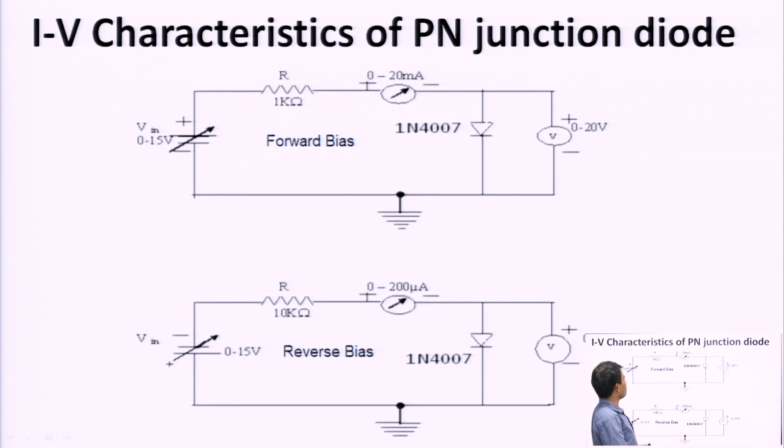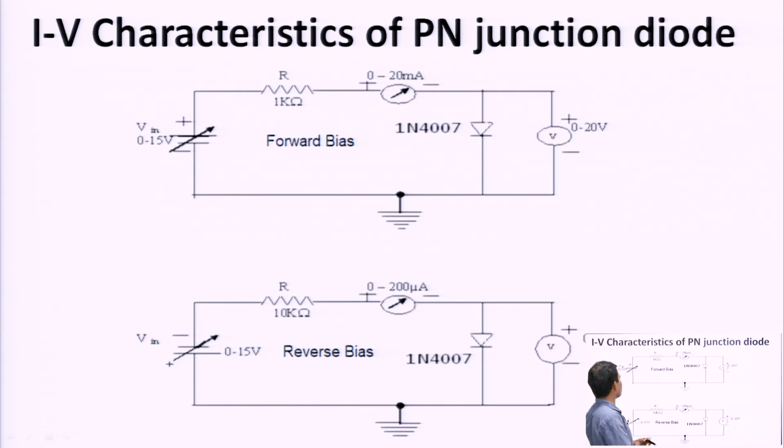When we want to draw the VI characteristics of a p-n junction diode, we need two meters. One is the voltmeter, which will be connected across the diode, and one is the ammeter, which will be in series with the diode. The ammeter will measure the forward current, and the voltmeter will measure the voltage across the diode. Then what will we do? First of all, we take the reading of forward bias, and then we take the reading of reverse bias.